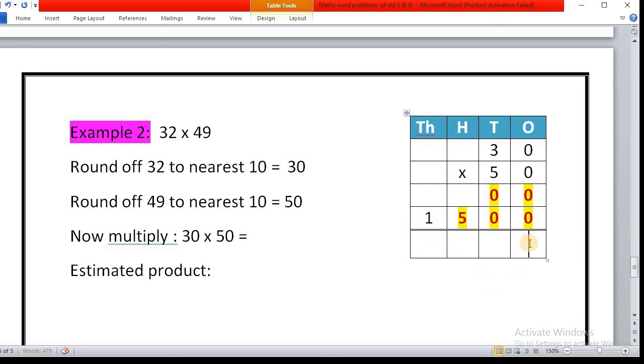So 0 plus 0 will be 0. 0 plus 0 will be 0. Here it will become 5. And here it will be 1. So now multiply 30 into 50. After multiplying 30 into 50, we got 1500. And the estimated product is 1500 after multiplying 32 into 49. Clear?